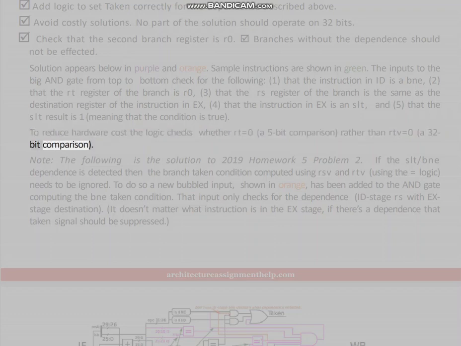Note: the following is the solution to 2019 Homework 5 Problem 2. If the SLT/bean dependence is detected, then the branch taken condition computed using RSV and RTV, using the equals logic, needs to be ignored. To do so, a new bubbled input, shown in orange, has been added to the AND gate computing the bean taken condition. That input only checks for the dependence, ID stage RS with EX stage destination. It doesn't matter what instruction is in the EX stage, if there's a dependence, that taken signal should be suppressed.